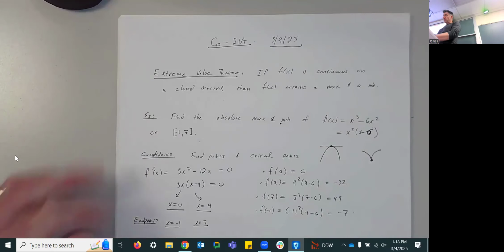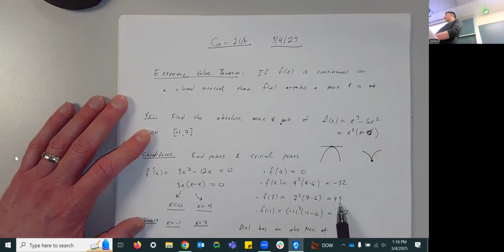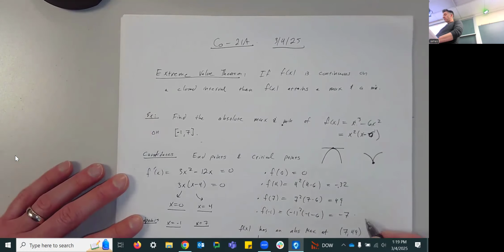So here's what we would say. This function, f of x, has an absolute maximum at the point where we get 49, right? That's our biggest output. So we're going to say we have an absolute maximum at 7, 49. And f of x has an absolute or global minimum at this point here, 4, negative 32. The point with the largest function value and the point with the smallest, or most negative.